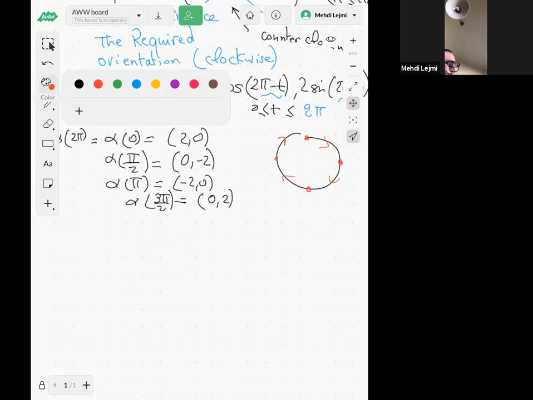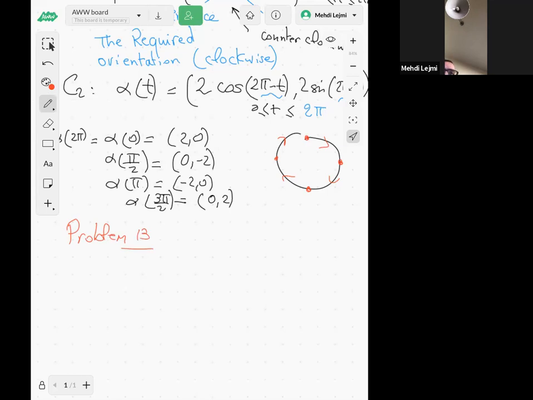Okay, so let's go with that 13. I think it's a nice problem. Problem 13, again, it's in the review sheet. So we have to evaluate the curl of the vector field F over the surface S. So what's S? Let me just write it down here for you guys. S is this surface.